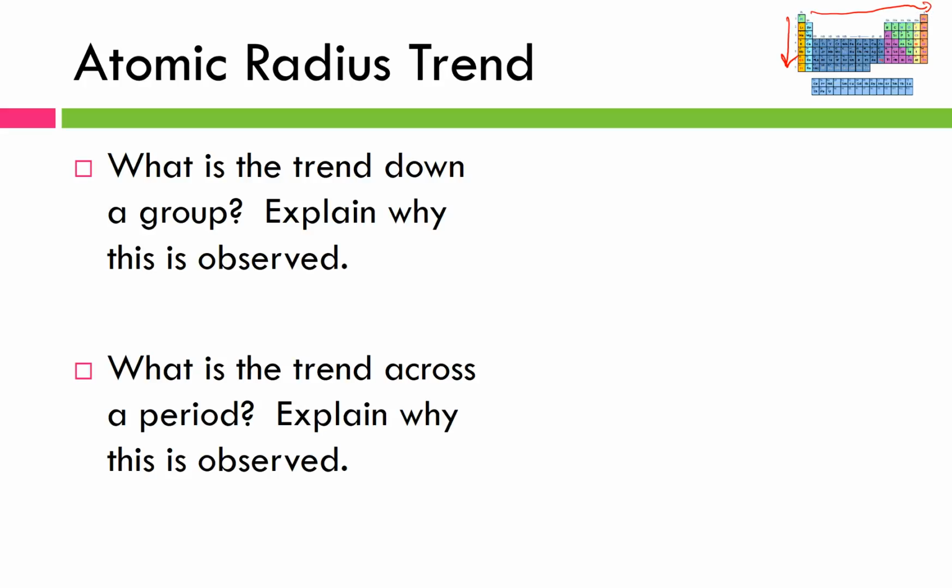Explaining why this is observed is a little bit more complicated. So if you haven't done so already, pause the video, think about it, see if you can come up with reasonable explanations for both, and then we'll talk. As you go down a group, so as you start at period 1 and you work your way down to period 7, the general trend is that atomic radius increases.